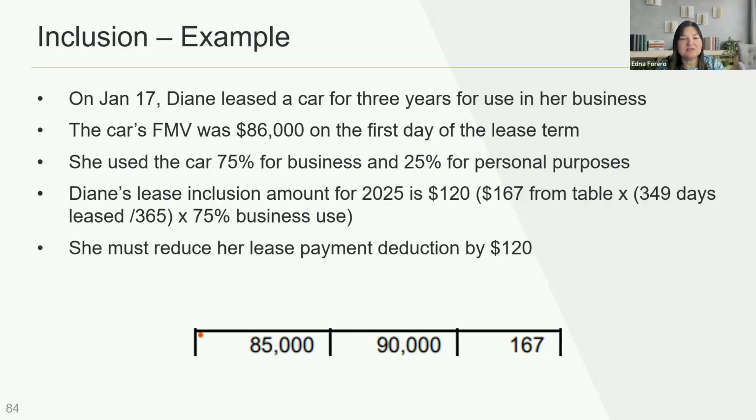So her lease inclusion amount is $120, which is taken from the table: $167 times the 349 days over the total of 365 for the year, right? Because she started it on January 17th, so we can't include those days. And then 75% for her business use. So she must reduce her lease payment deduction by $120. Not a large amount, but we need to make sure we do that calculation.